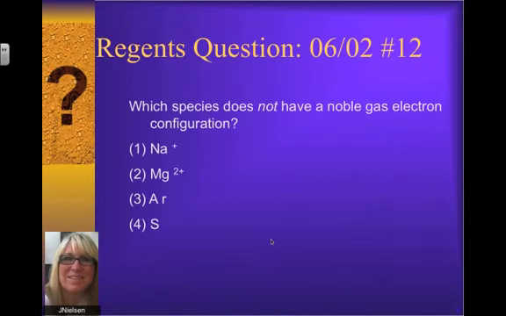Which species does not have a noble gas electron configuration? Remember, noble gas configuration is going to have a full octet. So if you look at Na, Na is number 11. When it loses an electron, it has 10 electrons, it's going to look like neon. If you look at magnesium, it's 2882. When it loses 2 electrons, it's going to be 288, a total of 18 electrons, which means it's going to look like argon. And argon already looks like argon, but sulfur is element number 16, and therefore it does not have a full octet. It has an electron configuration where it only has 6 valence electrons. So number 4 is your answer.